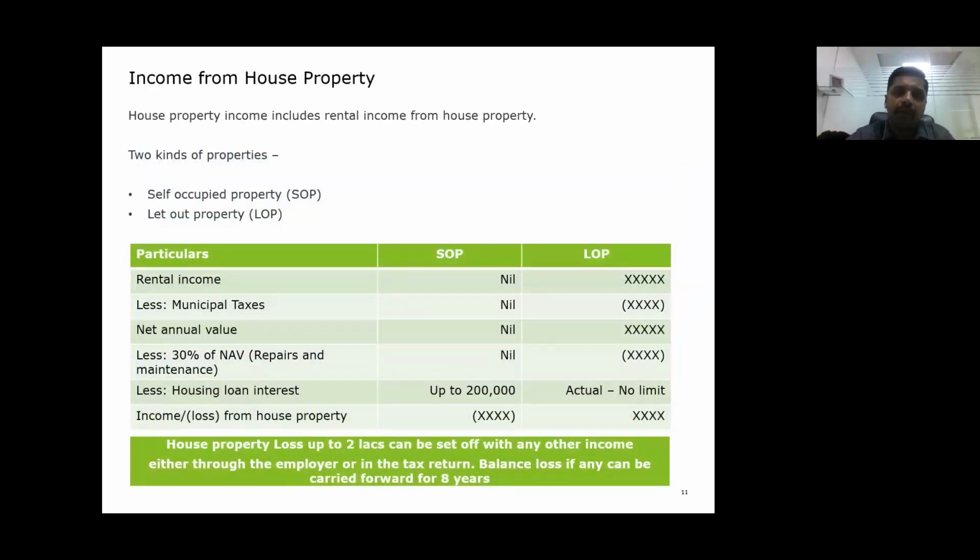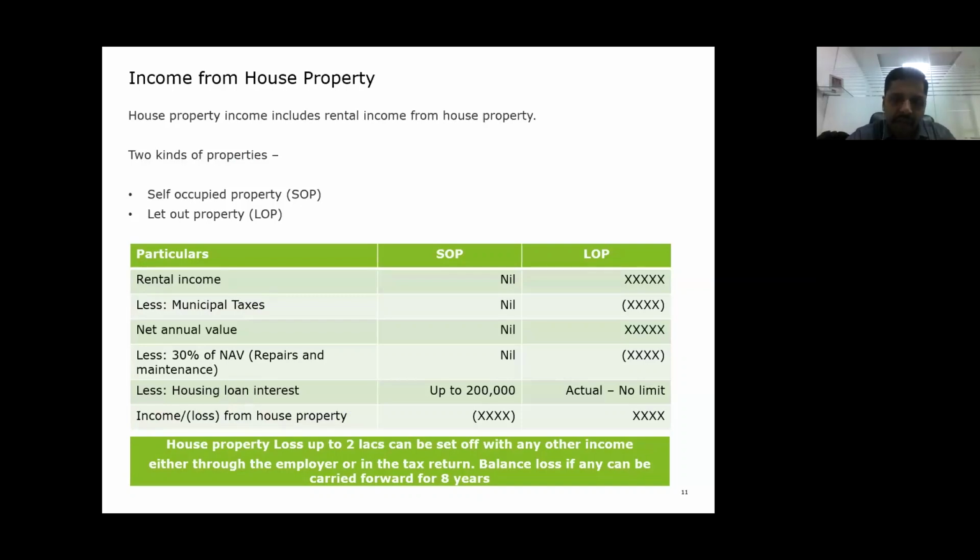Then comes the income from house property. House property includes rental income from house property. There are two kinds of properties: one is self-occupied property and the other is let-out property. Self-occupied property is basically where the employee himself is staying, and the let-out property is let out and generates rental income for the employee.